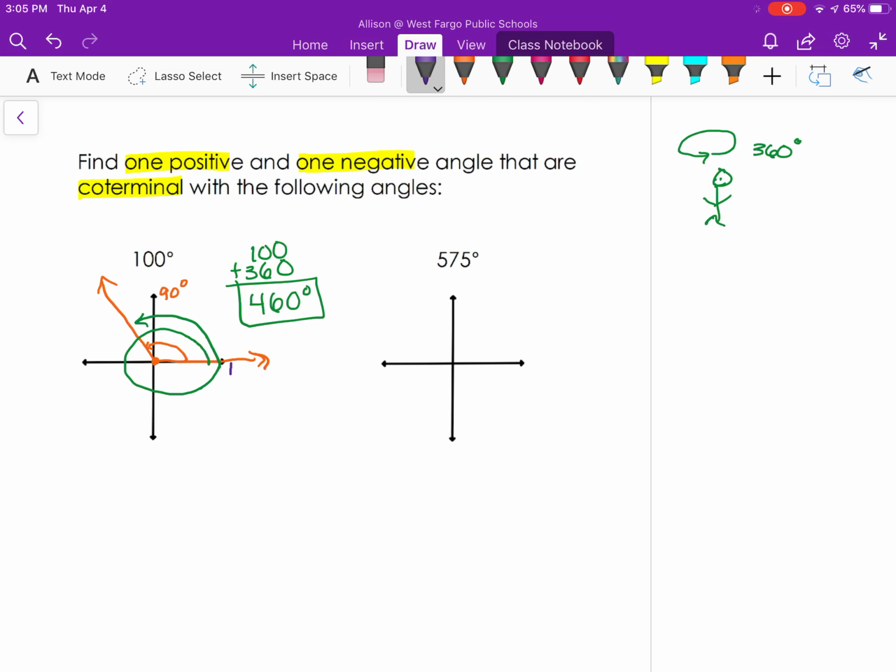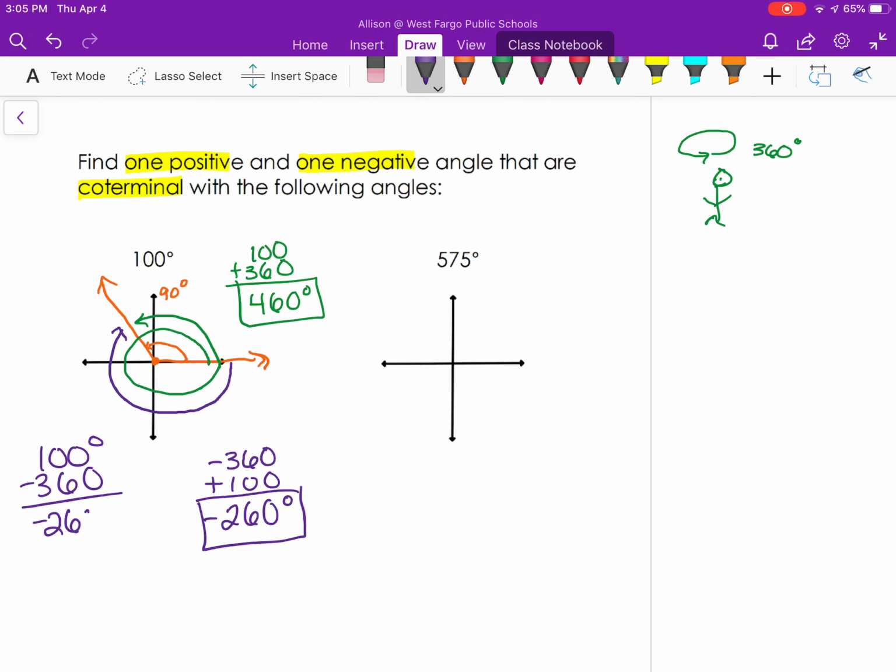Now, if you started in the same place and went backwards instead, you would start and stop in the same place as well. That would be like negative 360 degrees plus the positive 100 degrees. So negative 360 plus the positive 100, you'd end up with negative 260. The other way of thinking about it is starting with that 100 degrees and then subtracting the 360, and you get negative 260. So either way, you're going to get the positive or the negative coterminal angle. It's all about making a full circle so that you end up back where you started.